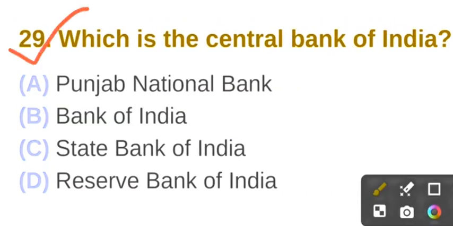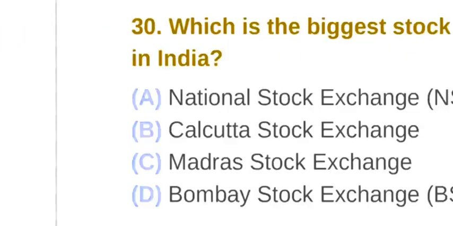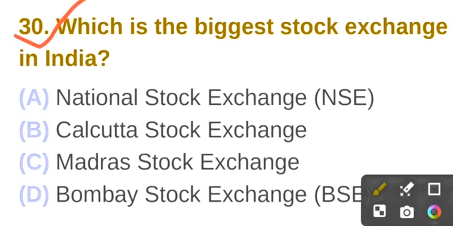Question number 29. Which is the Central Bank of India? The correct answer is option D, Reserve Bank of India. Question number 30. Which is the biggest stock exchange in India? The correct answer is option D, Bombay Stock Exchange.